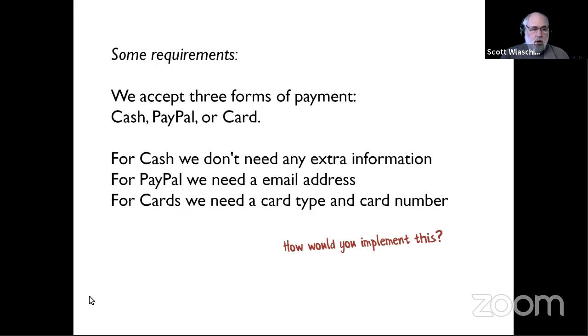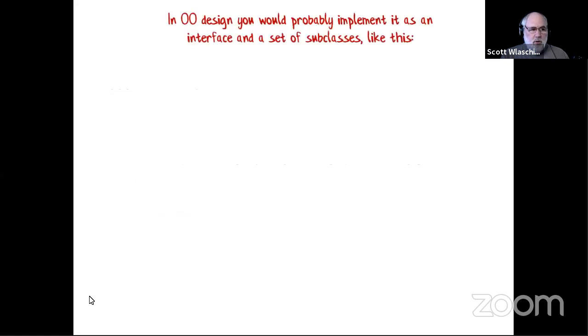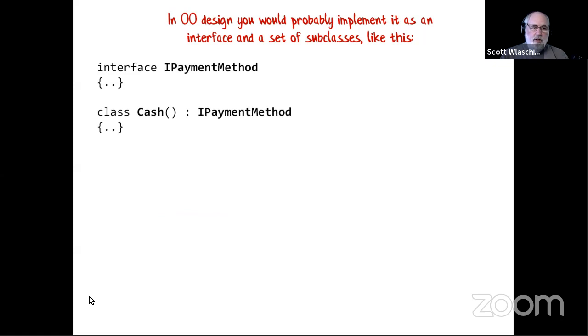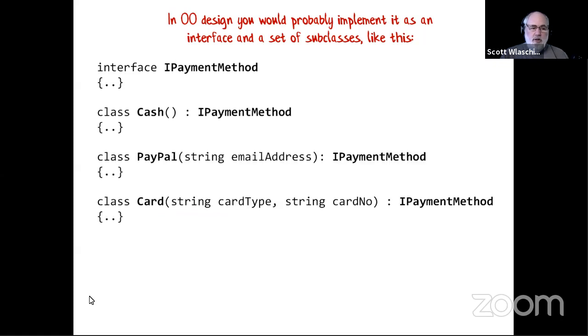Now, if you're an object-oriented person, you probably have a certain way of thinking about it. So let me show you how I would do it if I was doing it in an OO style. I would probably start with an interface like this. This is C# code. Java would be similar. Or you could use an abstract base class or an interface, and then you have basically subclasses for each of the choices. A cash implementation and a PayPal and a card and so on. So that's kind of the OO way of doing things.